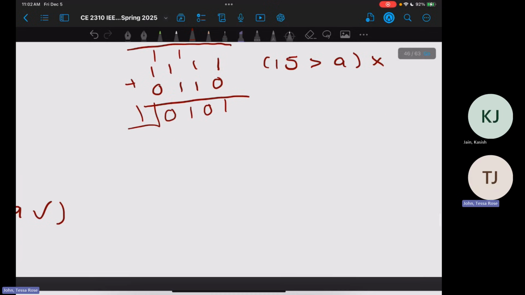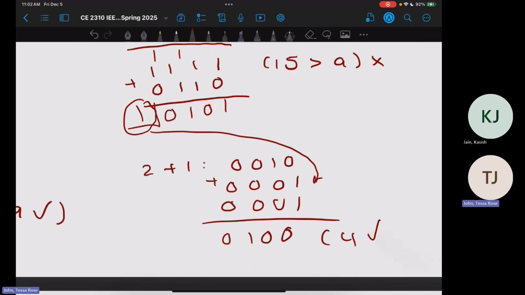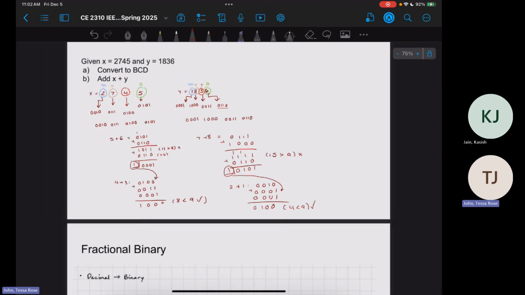So we'll do our last one, which is 2 plus 1. It's 0, 0, 1, 0 plus 0, 0, 0, 1. And then remember we have our carry. So we'll move our carry here. So plus 0, 0, 0, 1. Add that, you get 0, 1, 0, 0, which is 4 in binary, or 4 in decimal. So we're good, right? Because it's less than 9. Okay. So these are our final values.